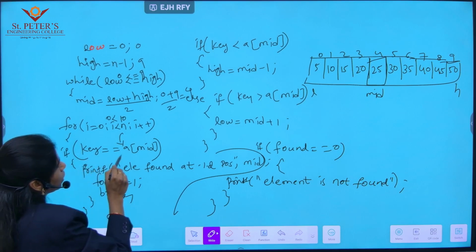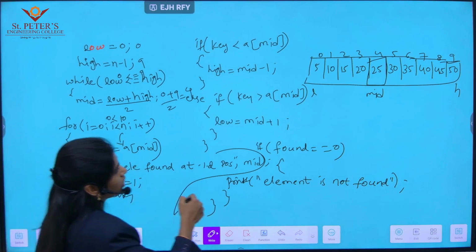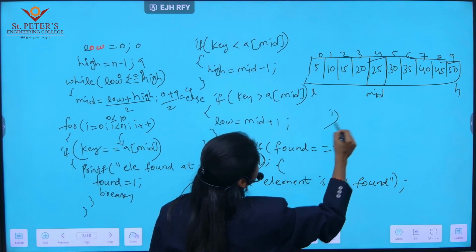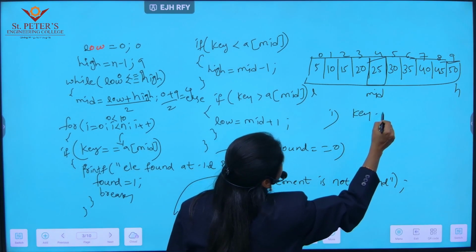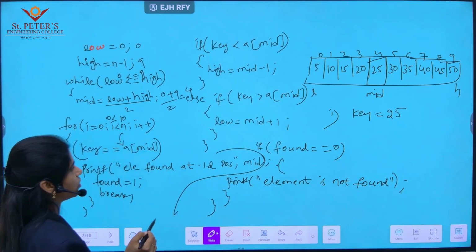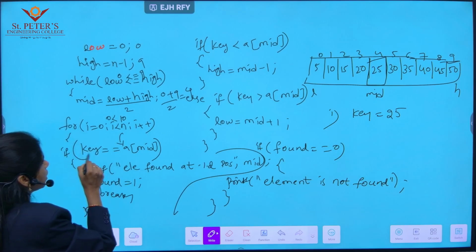Key element double equal to A of mid. So here I will take 3 cases. In the first case, my key element is 25. See, key equal to A of mid.